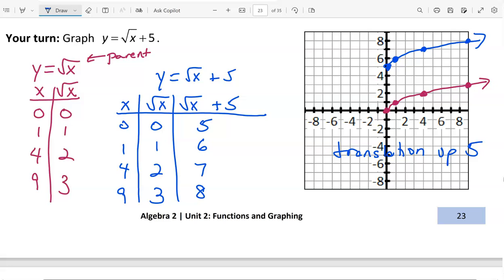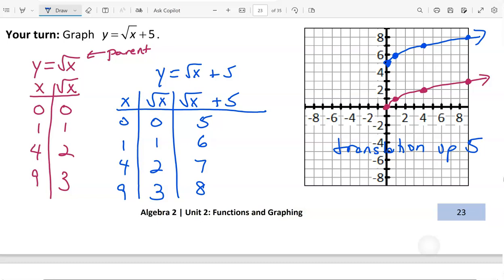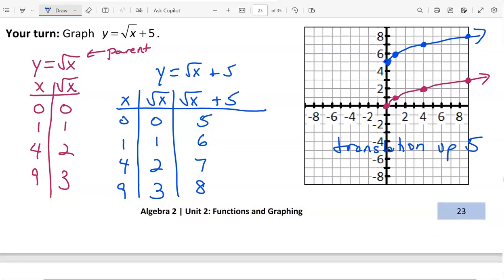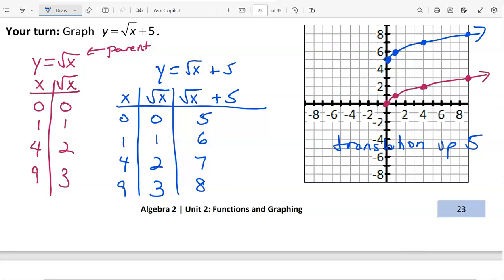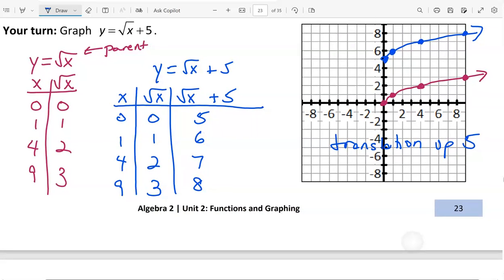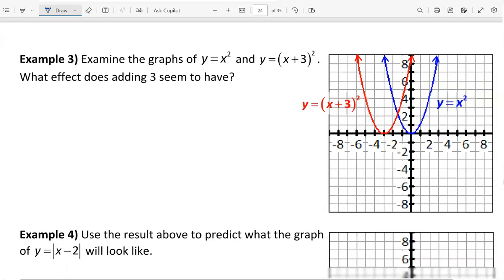When we take a square root, we have to use friendly values, that is, the values that we can easily take the square root of and get a whole number: 0, 1, 4, and 9. So keep those values in mind when you're plotting this kind of function. And the square root function will have that characteristic hook look to it, and this is a translation up 5 of the original parent function.